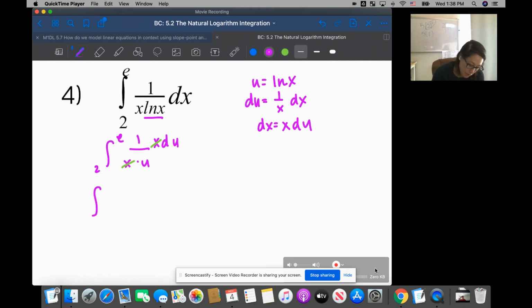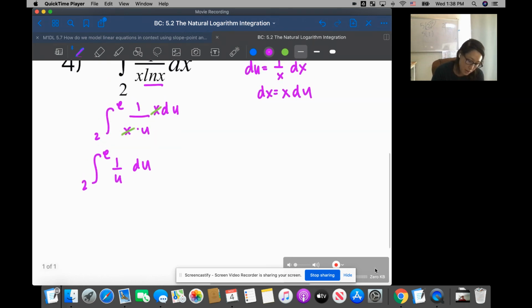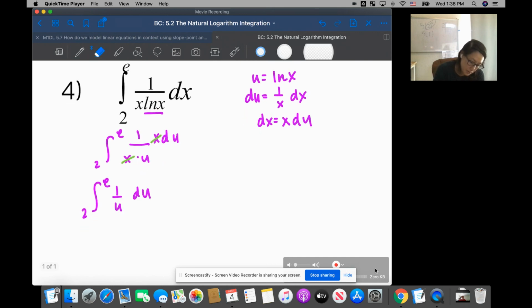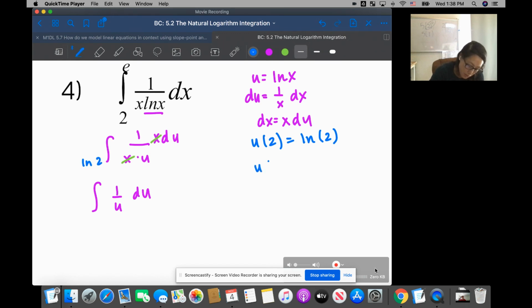All right, so I have the integral from 2 to e of 1 over u du. I forgot. I messed this up. Whoopsies. I forgot to change my bounds. All right, let's change some bounds. So we get u of the lower bound, which is 2, of ln of 2. So the lower bound is going to be ln of 2. And the upper bound, u of e, is ln of e, which is 1. Remember when the base and the number match, you get 1. So the bounds go from ln of 2 to 1.